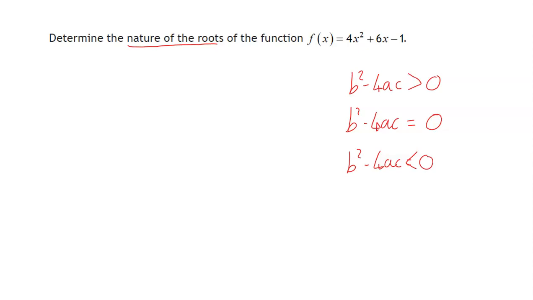Each of these gives us a different set of roots that we have to work with. So we have to figure out that value, match it up with the three of these and be able to interpret it. If it's bigger than 0, we've got two real distinct roots. If it's equal to 0, we've got one repeated root. And if it's negative, so less than 0, we've got no real roots.